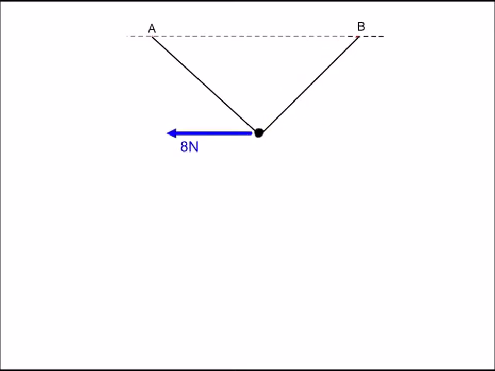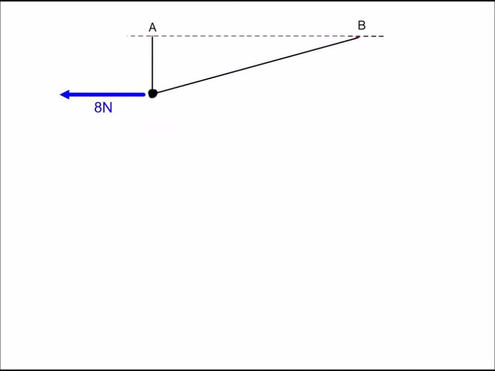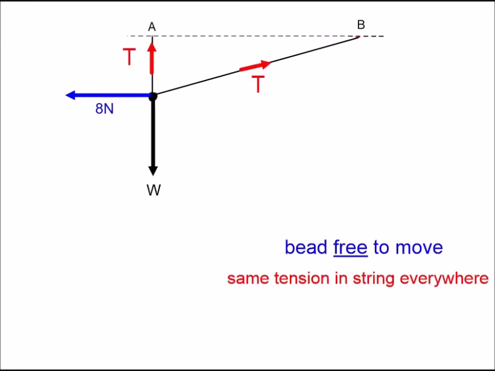So we apply an 8 Newton force in this direction, and it pulls the bead to the left until we get to this position. And if we look at the forces acting on the bead, we've got the 8 Newton force, we've got the weight of the bead, the tension in the string is the same throughout.